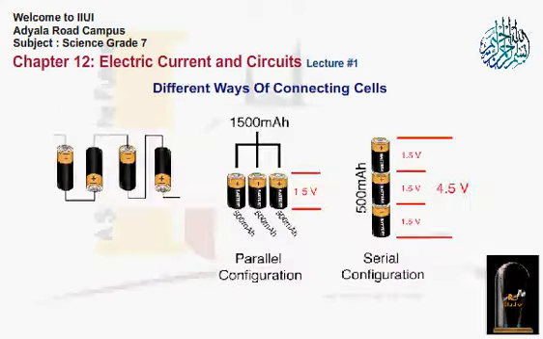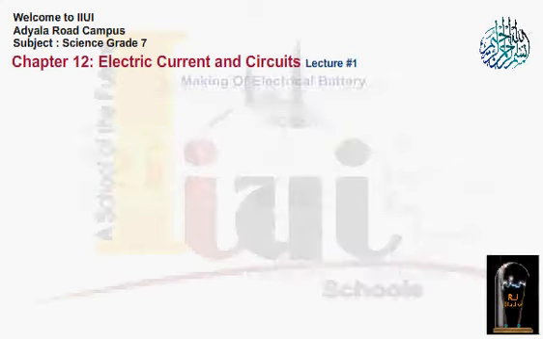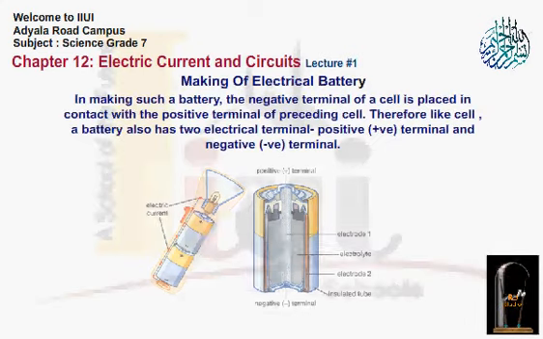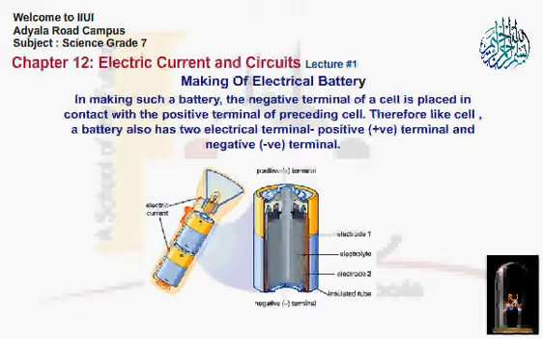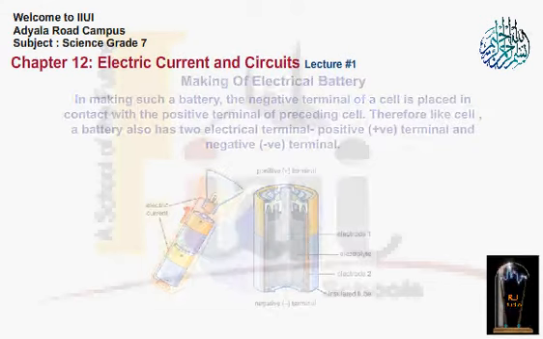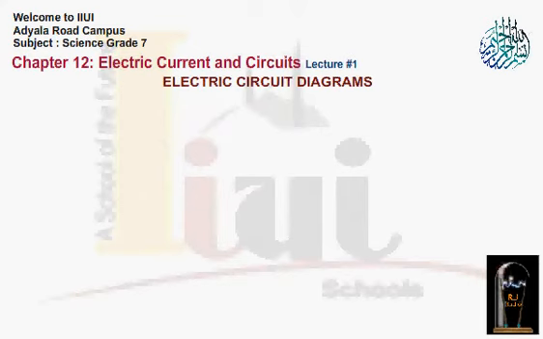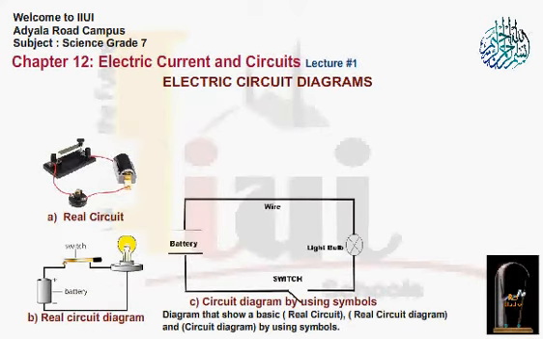Students, making of an electrical battery and different ways of connecting cells are shown on screen. Electrical battery. An electrical battery consists of several identical cells connected together, one behind another. Electric circuit diagrams. Standard symbols are used in the circuit diagrams to represent their components. Look at the real diagram and the circuit diagram of a circuit in which symbols are used.